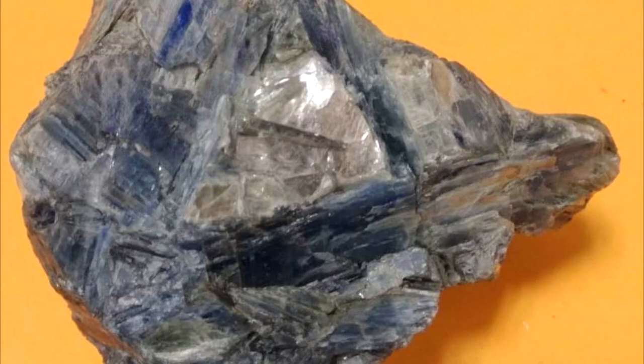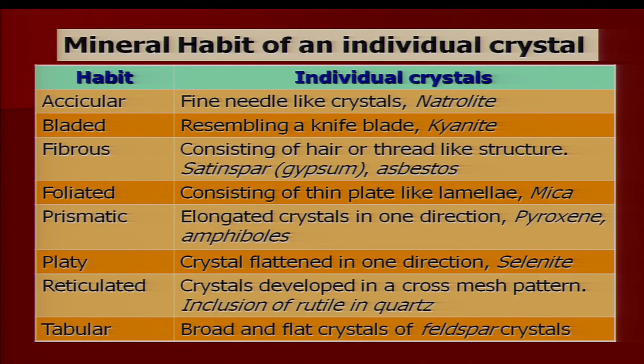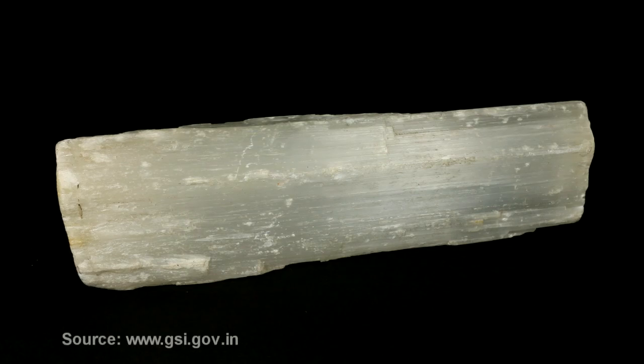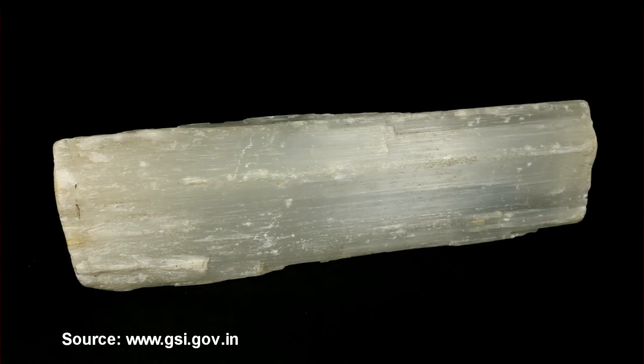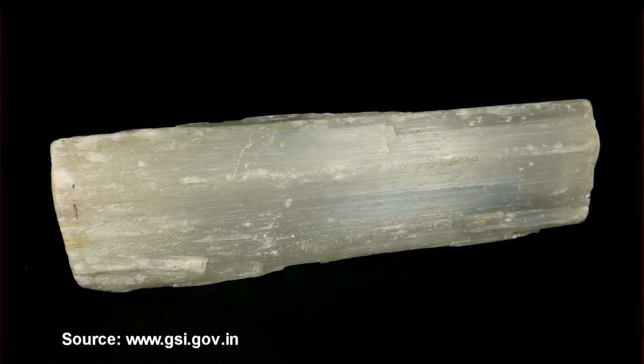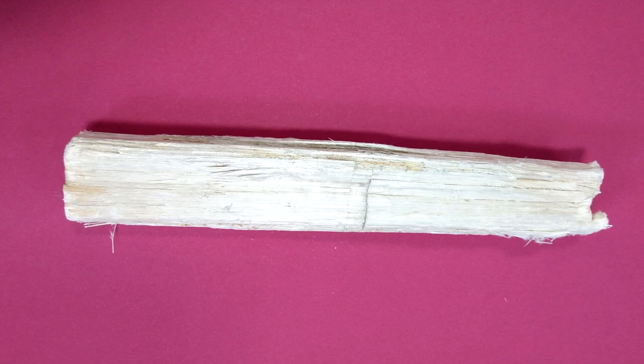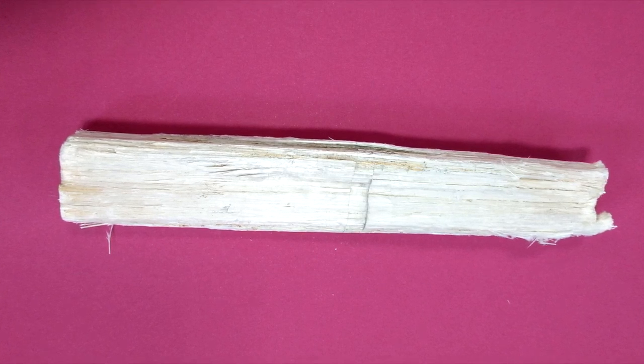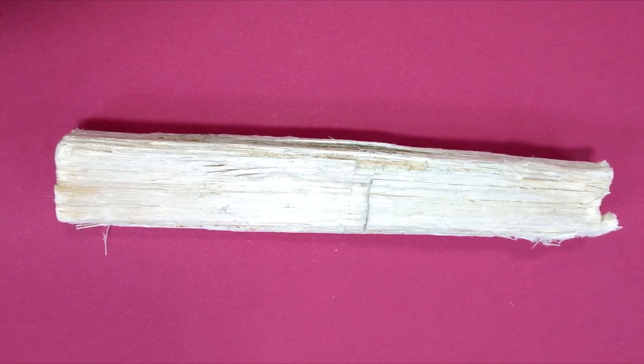The best example of such kind of habit is developed in kyanite. Kyanite is a mineral which shows bladed habit. Fibrous habit: there are fibers which are developed in the minerals. The fibrous habit consists of hair or thread like structure. When a mineral has a hair or thread like structure, we call it fibrous habit.